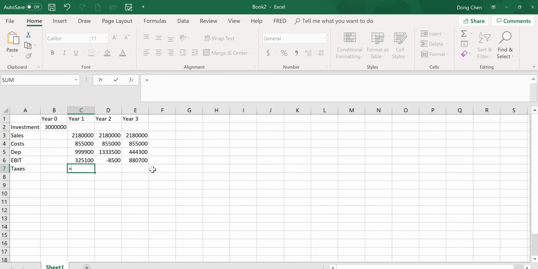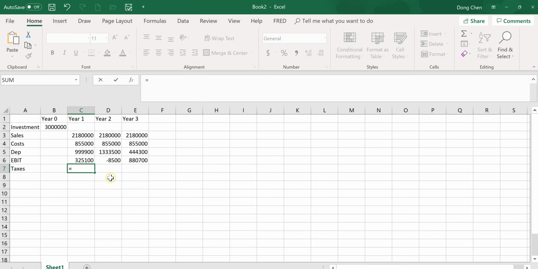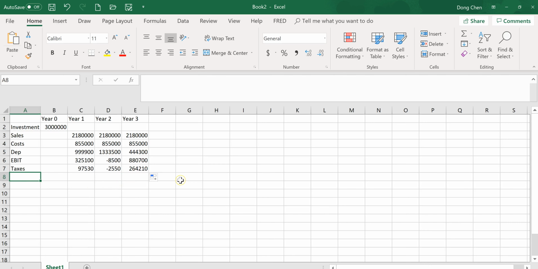So EBIT will be EBT, earnings before taxes. Hence, the taxes will be the tax rate, just 30%, 30% times EBIT or EBT. And you can just pull this all the way. See, the second year is 30% times this D6, which is second year's EBIT, and third year is, yeah, similarly calculated. So that's taxes.